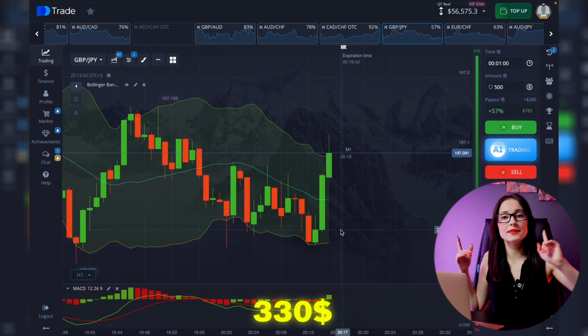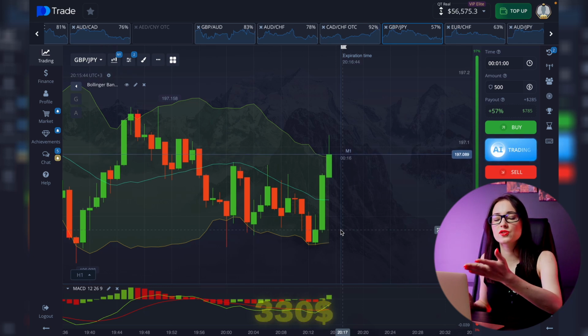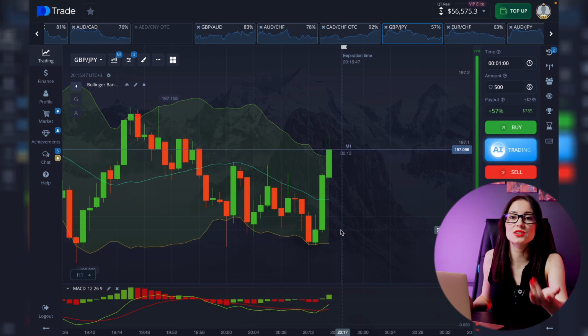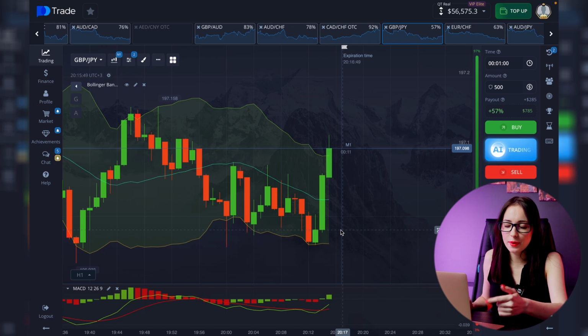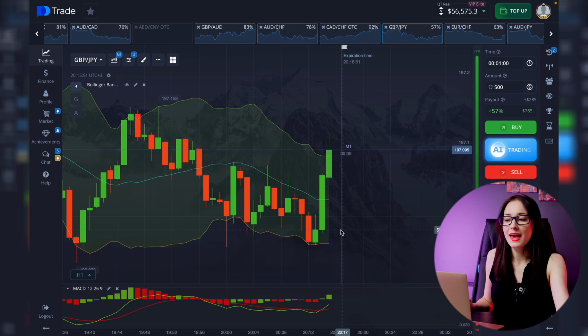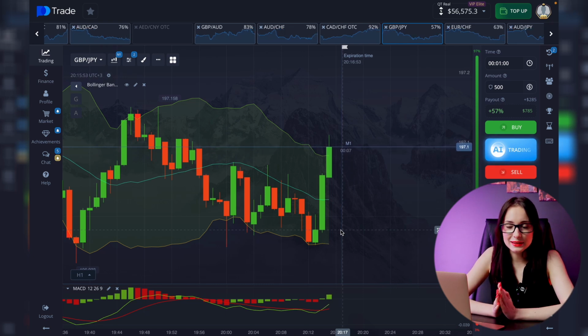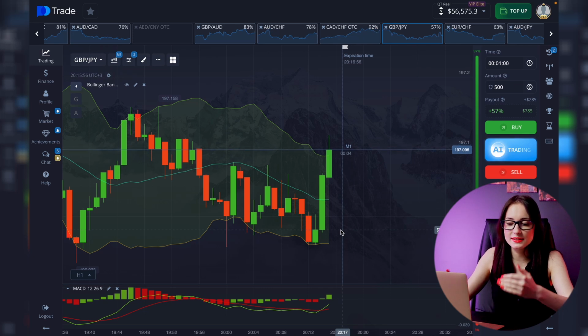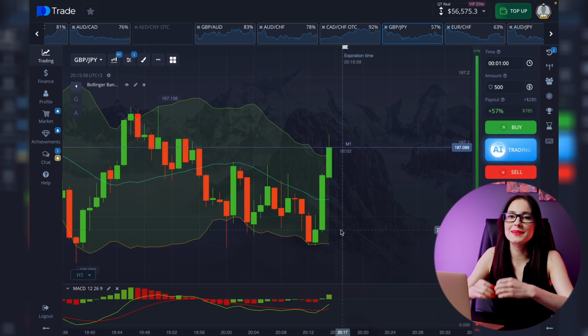Okay, $330 for the last trade for the 2 days trading session using this strategy, Bollinger Bands with a combination of MACD, and that's really pleasing. Sticking to the strategy, understanding its rules, and earning money.